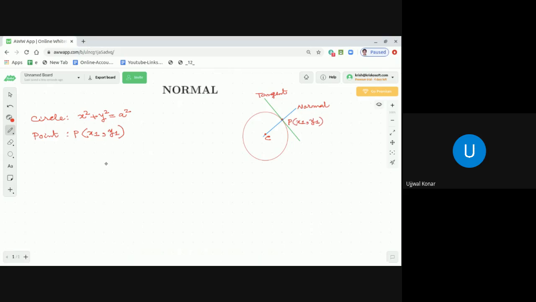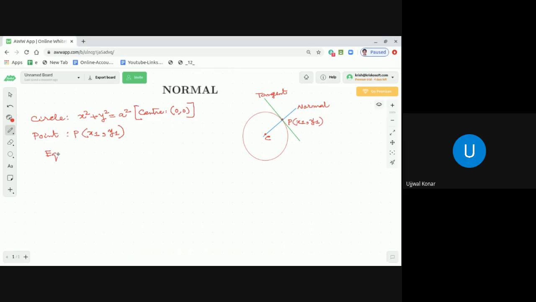In this case things are pretty simple, because the normal passes through the center, and in this case the center is at the origin. So if this is the equation, then what is the coordinate of the center? The center is at the origin, 0 comma 0. Then that is the equation of the normal.